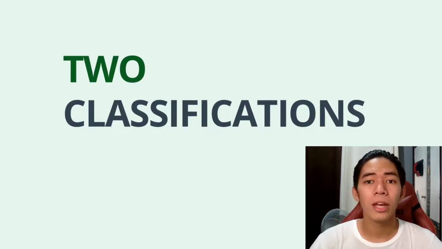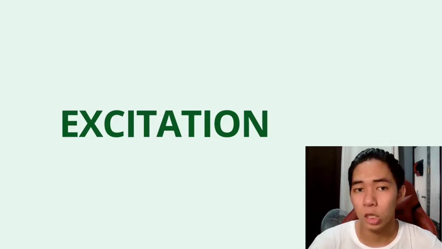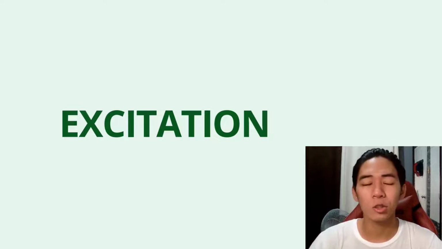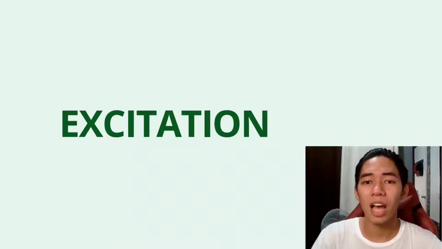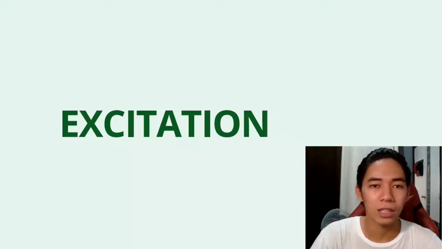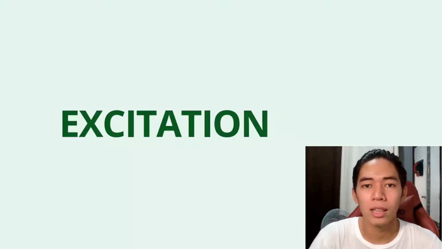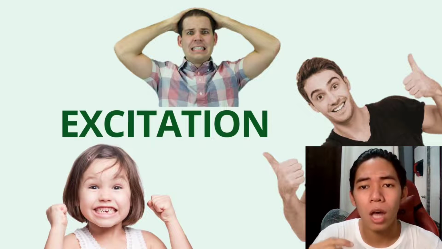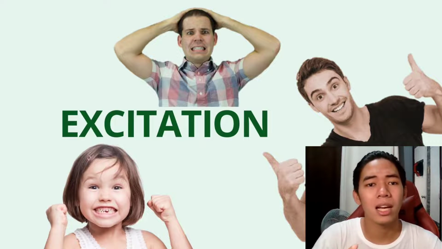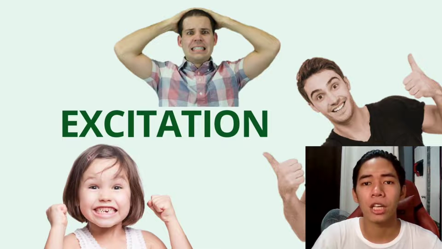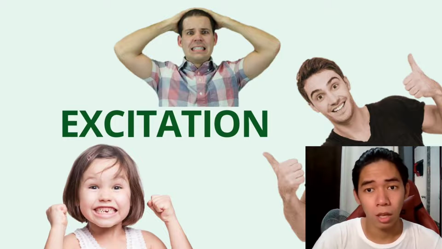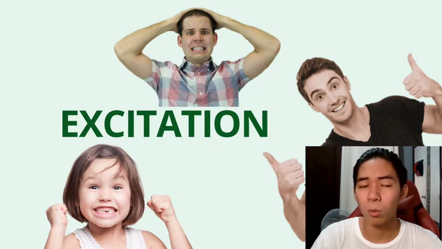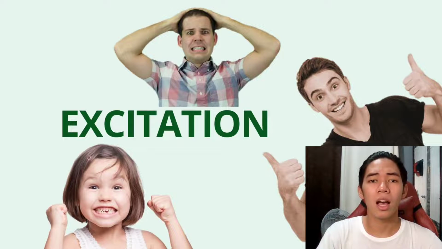So, balik tayo sa dalawang classification. Na-mention natin dito yung excitation. Ikumpara na lang natin ito sa tao. Kapag na-excite tayo, yung excitement na nararamdaman natin will generate different kinds of emotions, like masaya, kaba, or kung ano pa. Same with the two classifications, dahil ang excitation ay makapag-generate ng ibang function for self-excited and separately excited sa isang machine.